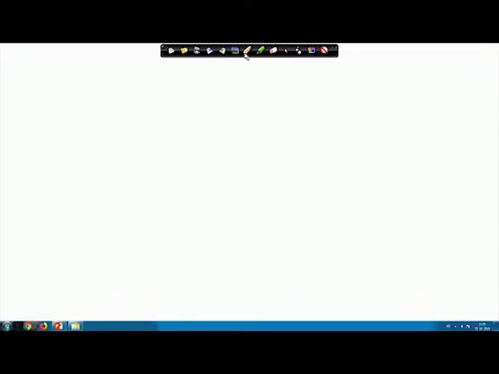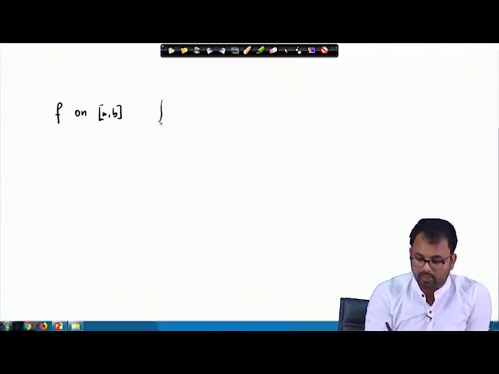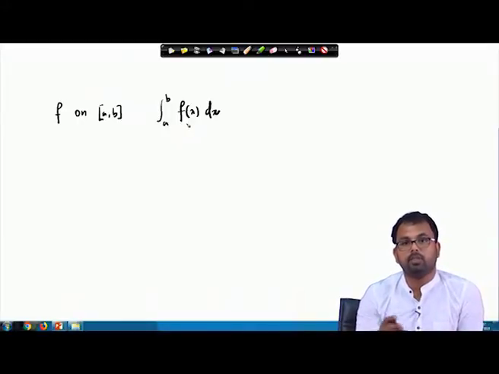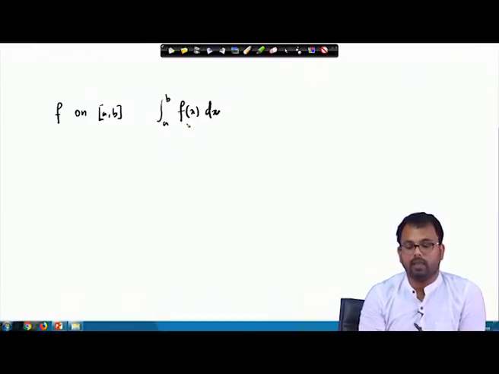We know that for a function of one variable, let us say a function f, which is defined and bounded on a closed interval [a, b], the definite integral is given by the integral from a to b of f(x) dx. This is how we define the definite integral, and it gives us the area between the points a and b bounded by the curve f(x).